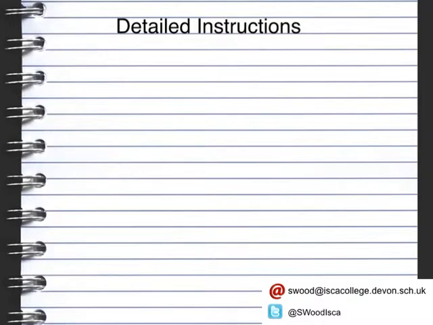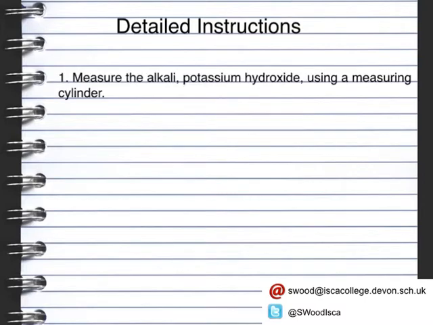Okay, so the detailed instructions to go through what we have just done include several steps. The first step is to measure out the alkali, such as potassium hydroxide, and put that into an evaporating basin using a measuring cylinder. Once we've done that, we can add the acid, normally nitric acid, using a burette. We can then test the pH using a glass rod and universal indicator paper, and continually add acid until we get to a pH of 7.